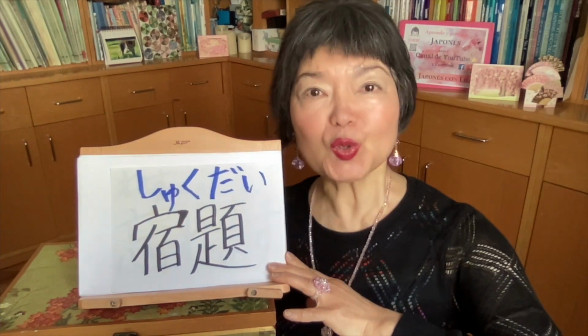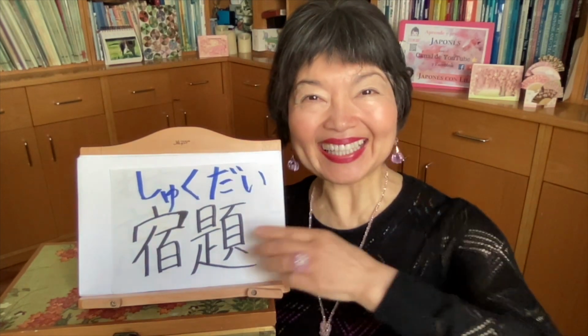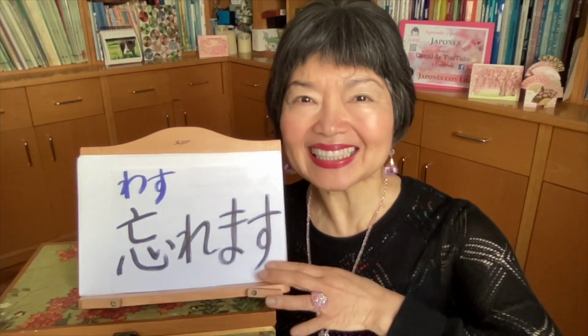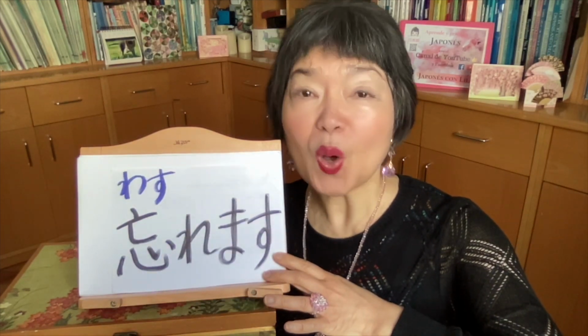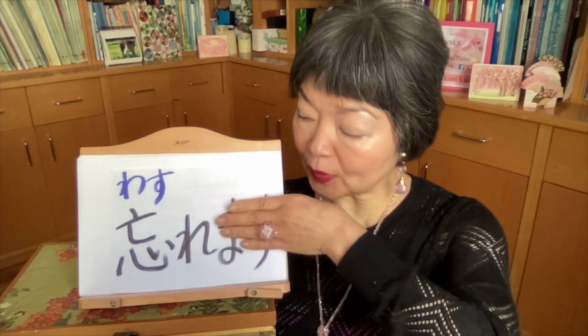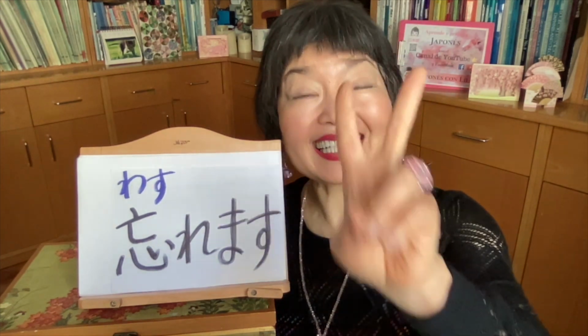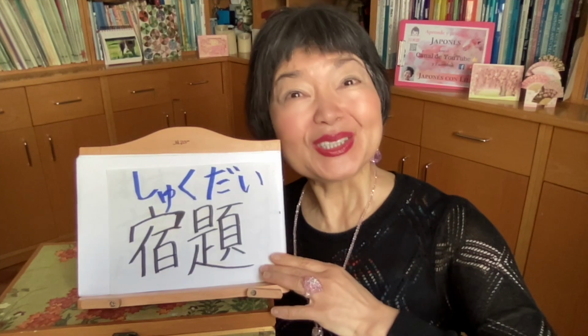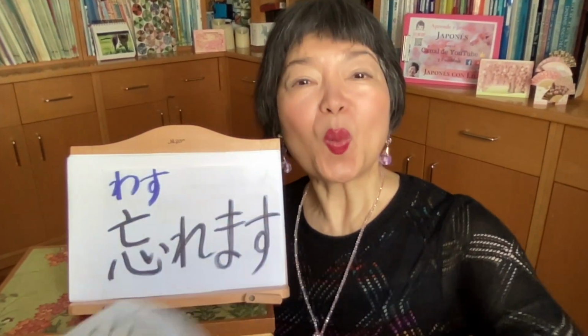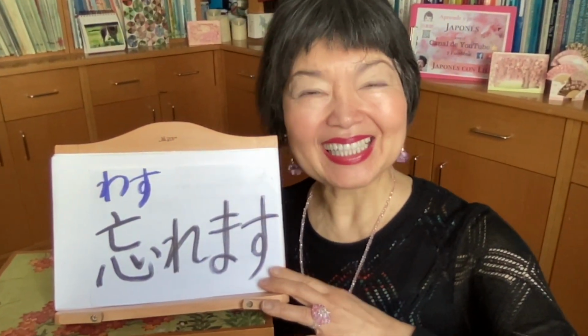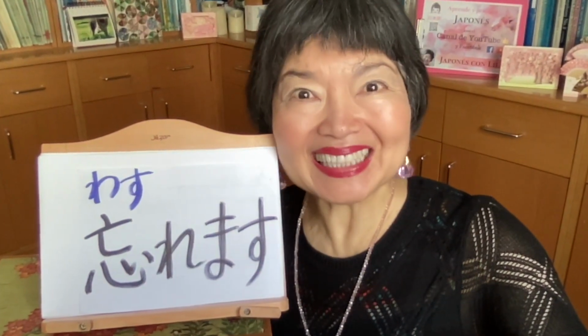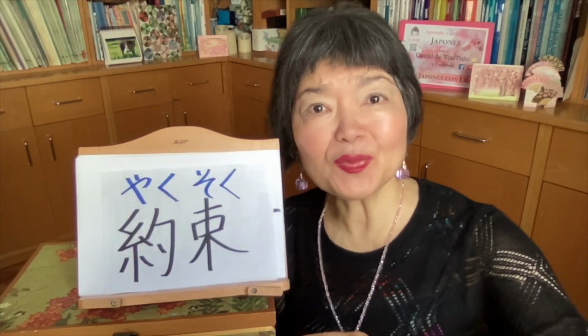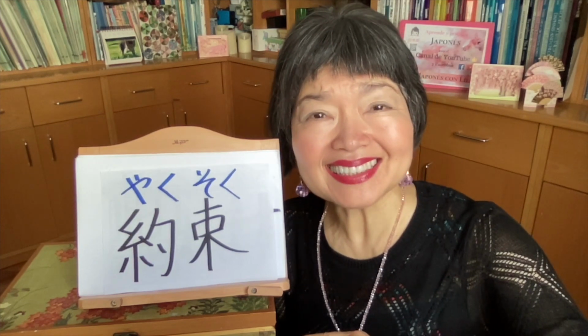Please don't forget your homework. Homework is 宿題. The verb to forget, 忘れます, without ます ends in れ, the え sound, so this is the second group, the easiest. The ない form of 忘れます is 忘れない. 宿題を忘れないでください.